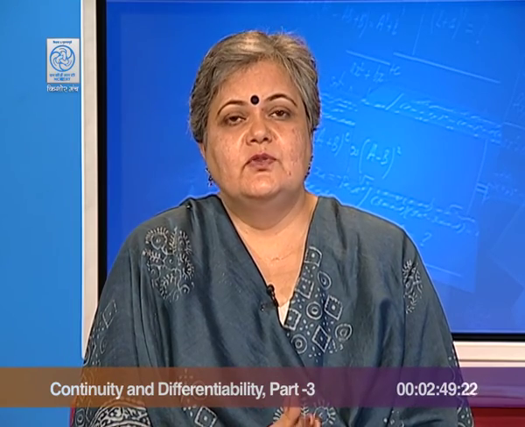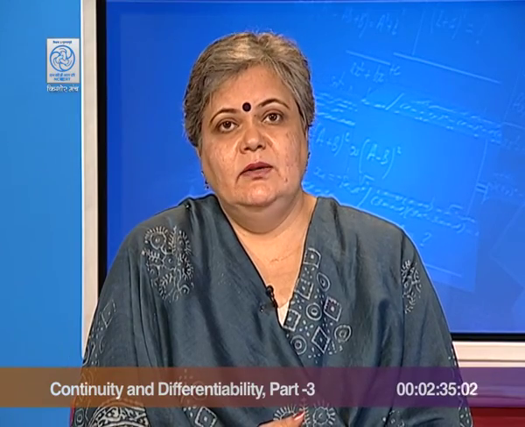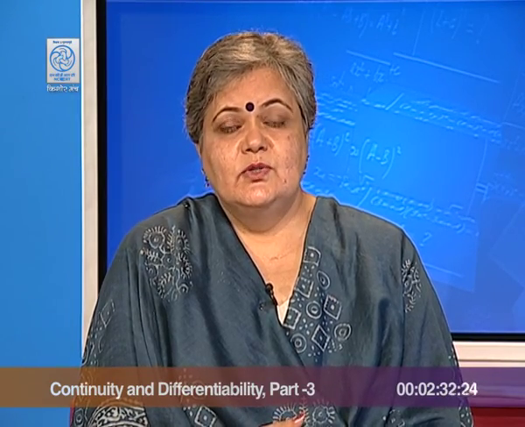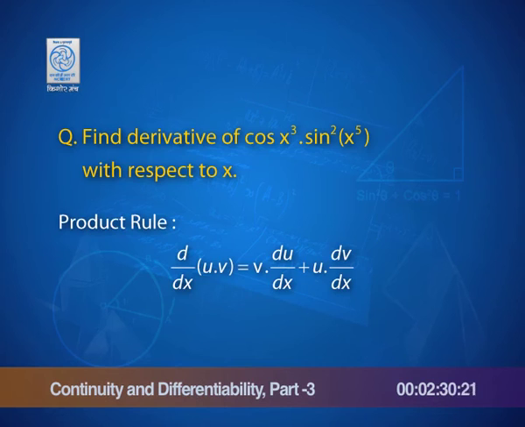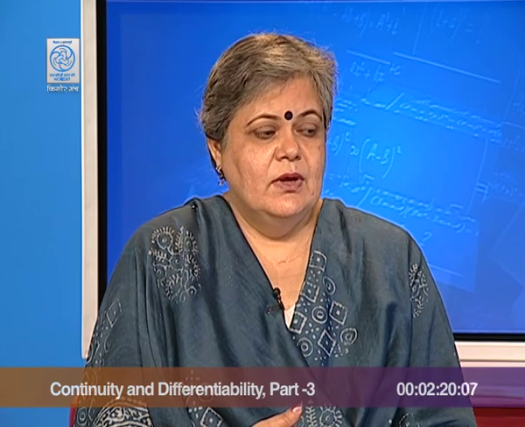One more question to firm it up for you. Find the derivative of cos of x cube into sine square of x to the power 5 with respect to x. What you need to observe in this case is that there is a product involved in the function. So, chain rule is what we are discussing, but we can't neglect the presence of product and therefore, product rule. Recall this rule which we are going to use just now.